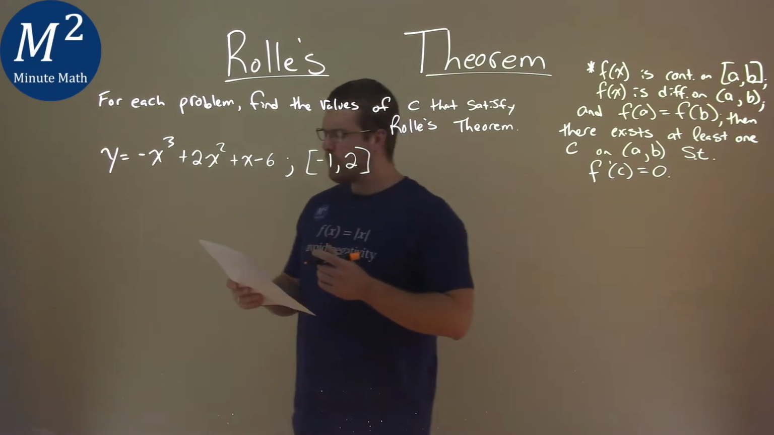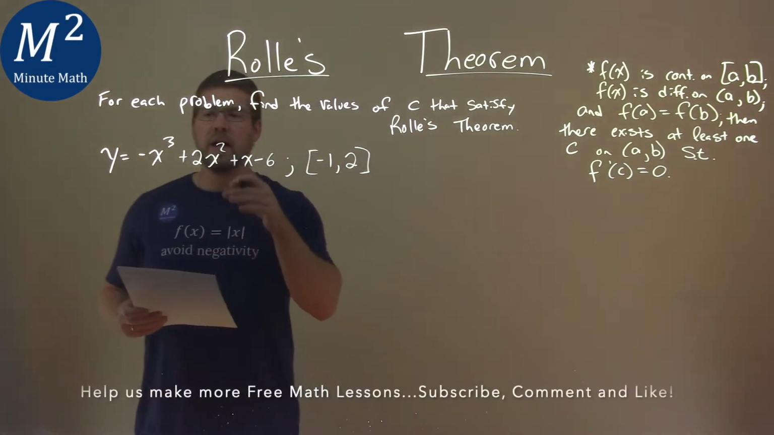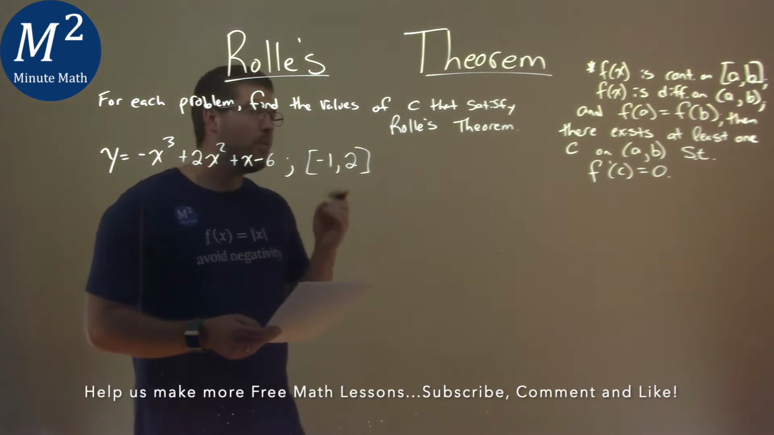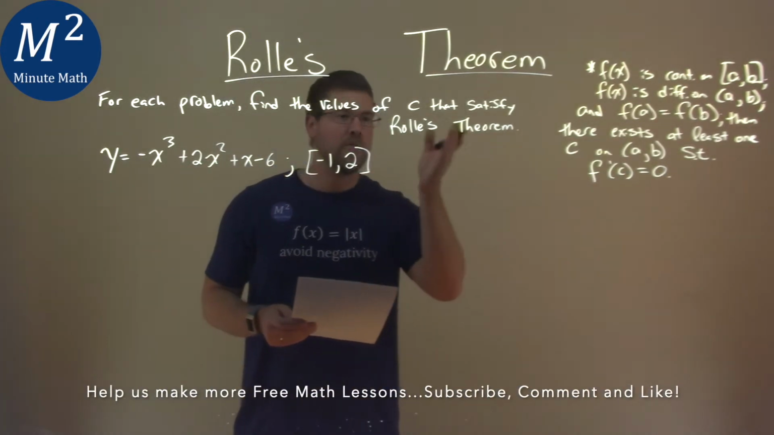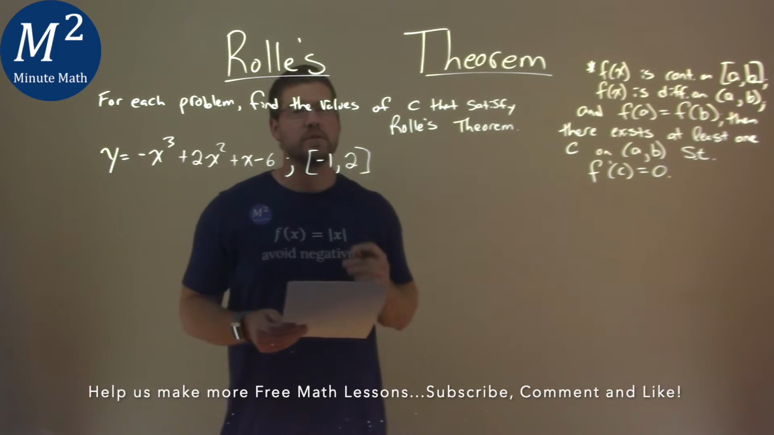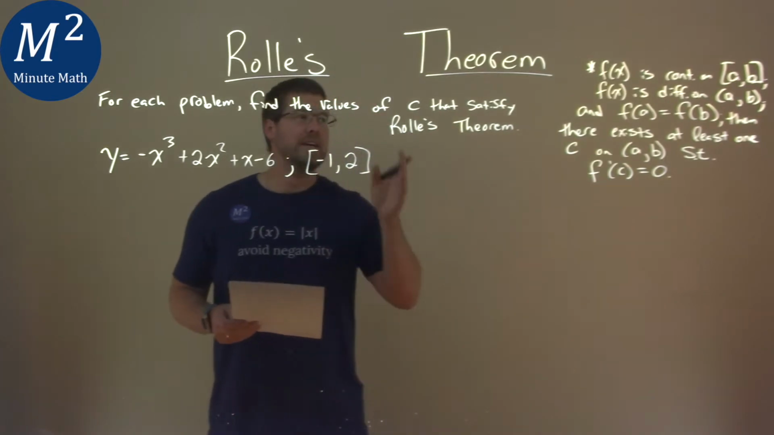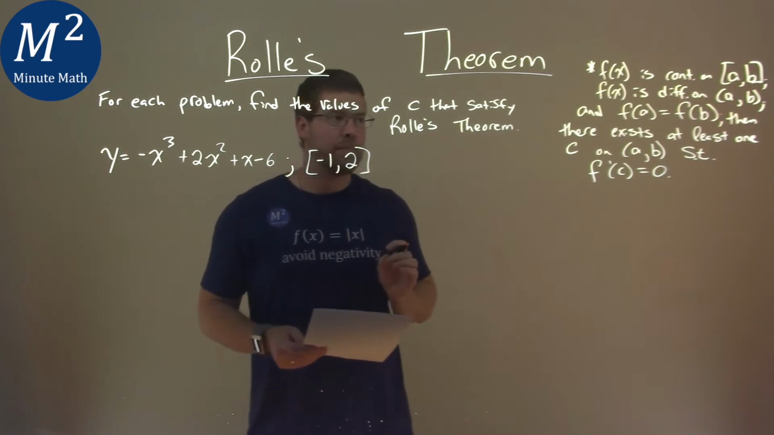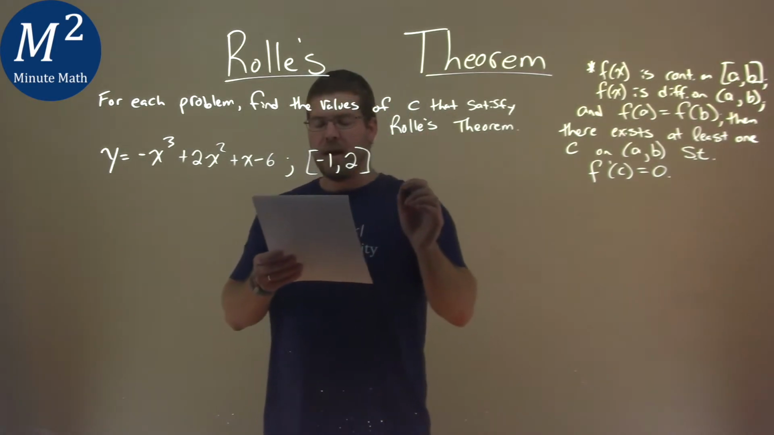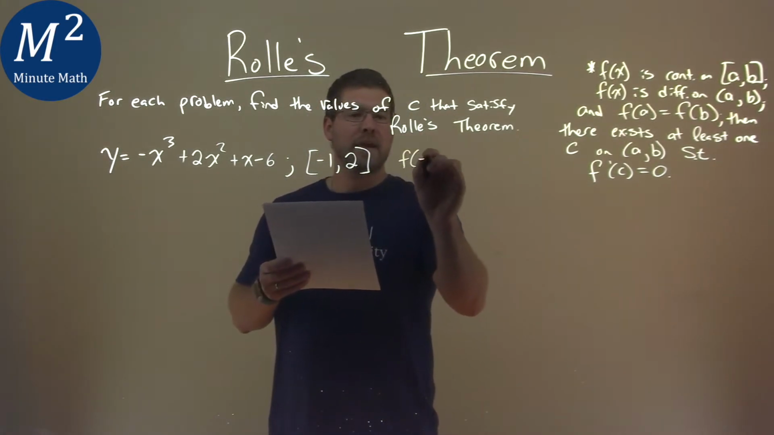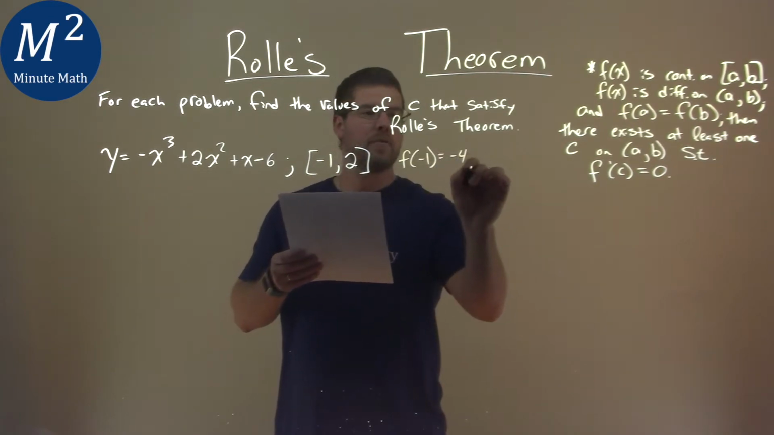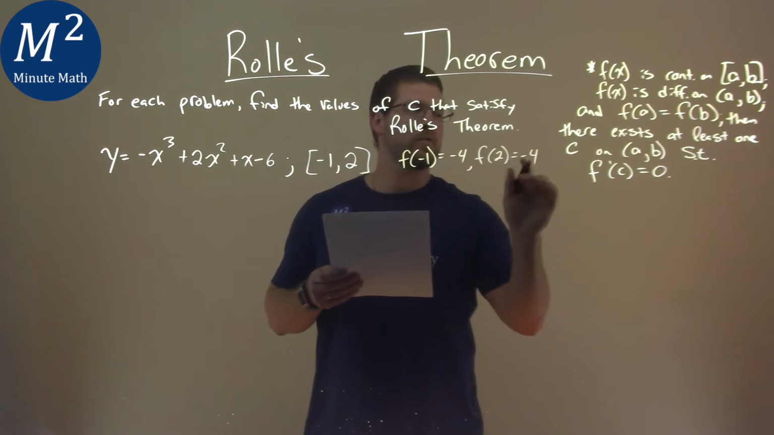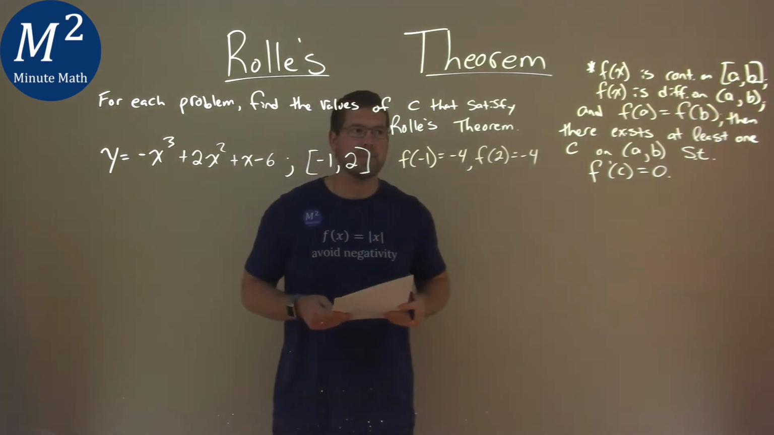We're given this problem right here. y equals -x to the third power plus 2x squared plus x minus 6, and we want to find the values of c that satisfy Rolle's theorem from -1 to 2. Well, our function here is continuous on a to b, and it's differentiable on a to b. And I found f of a and f of b for you: f of -1 is equal to -4, and f of 2 is also -4, so we're good on that front.